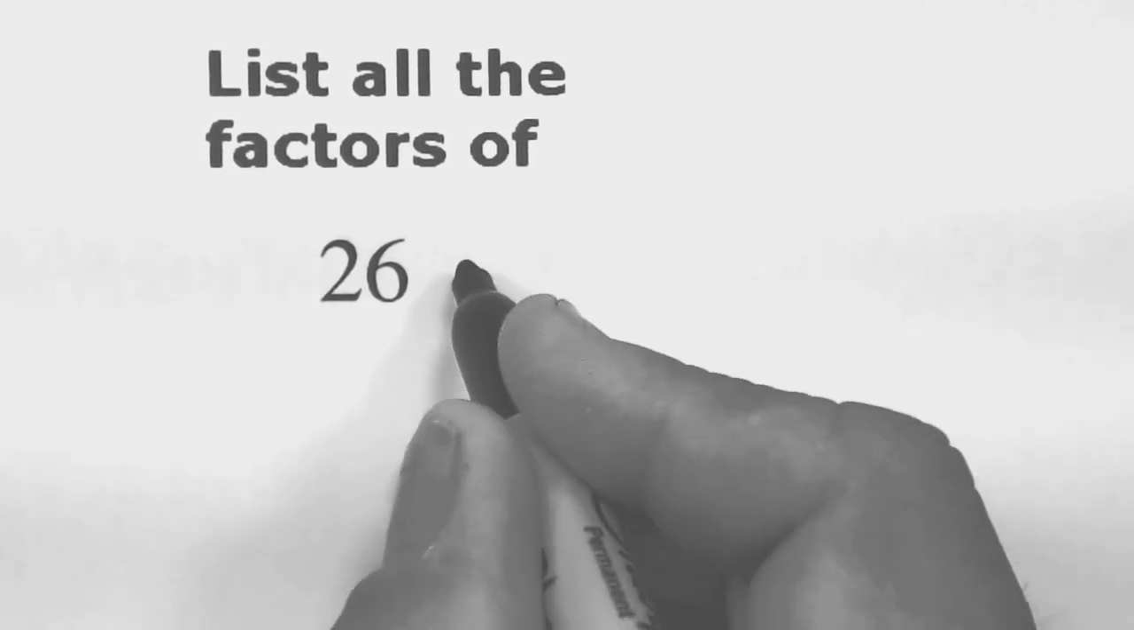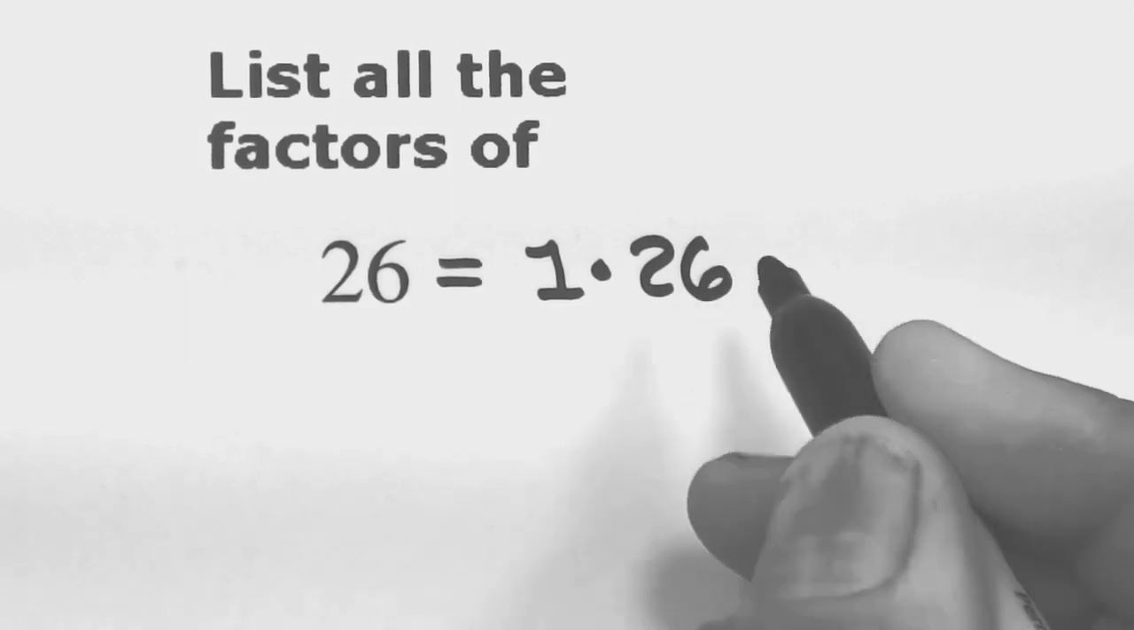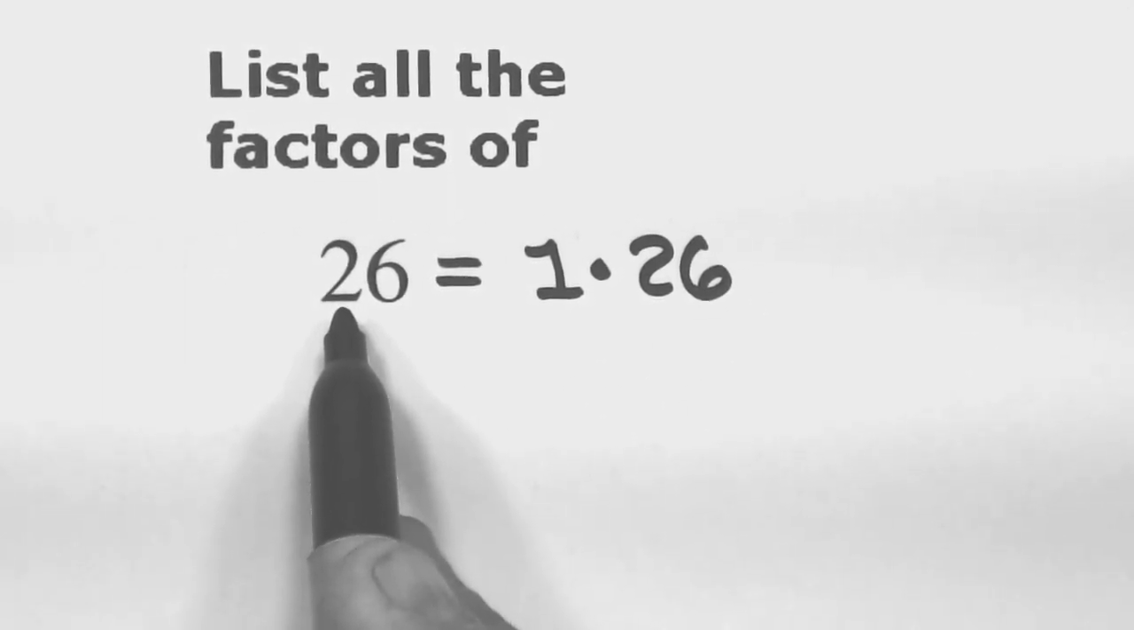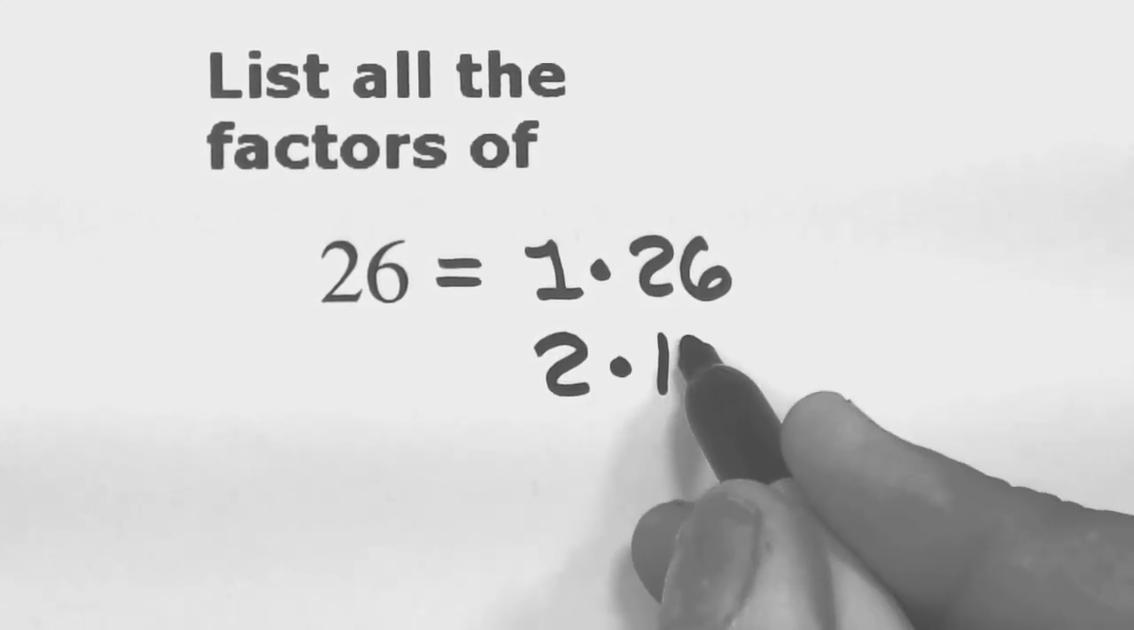Okay, we can always start out with 1 times the number. That's always going to work for us. And since 26 is even, we know that 2 works. 2 times 13.